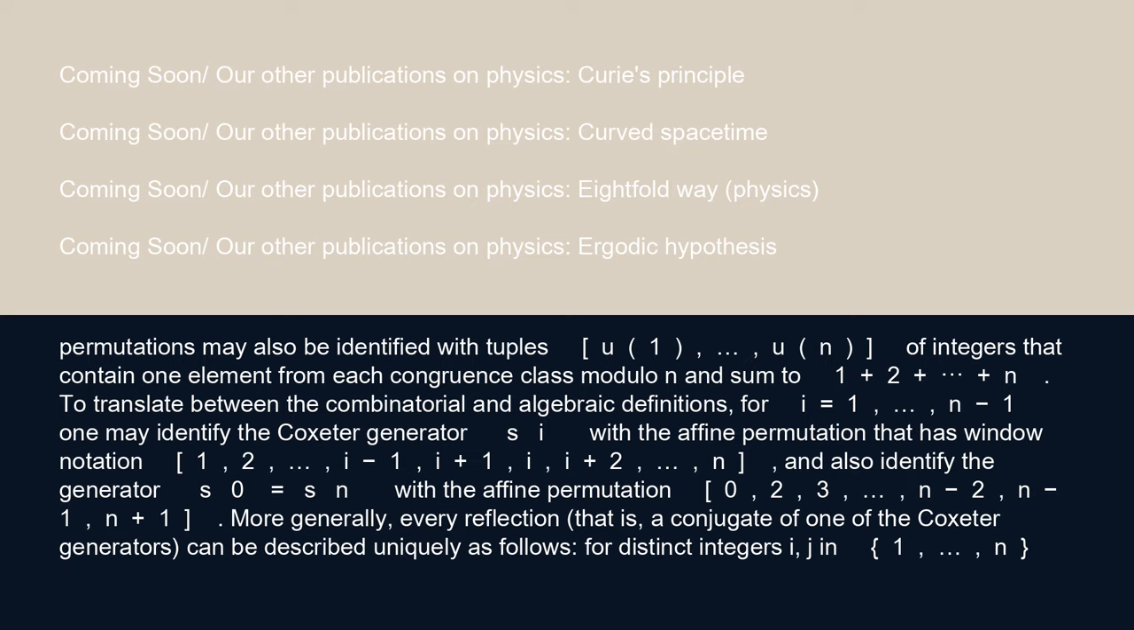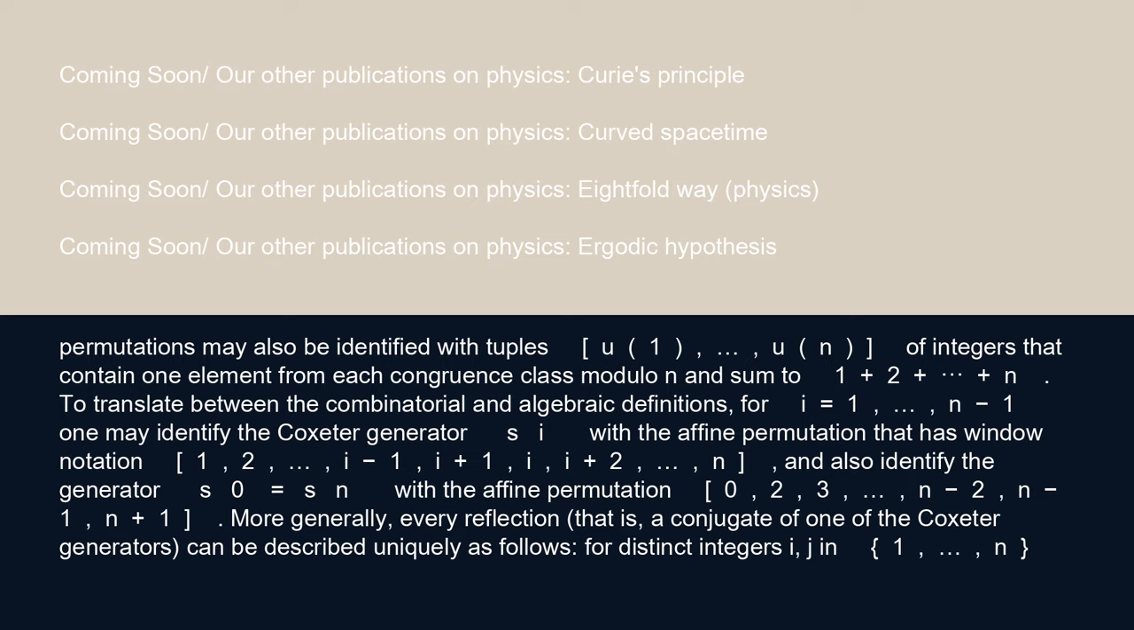To translate between the combinatorial and algebraic definitions, for i = 1, ..., n − 1, one may identify the Coxeter generator si with the affine permutation that has window notation [1, 2, ..., i − 1, i + 1, i, i + 2, ..., n], and also identify the generator s0 = sn with the affine permutation [0, 2, 3, ..., n − 1, n + 1].